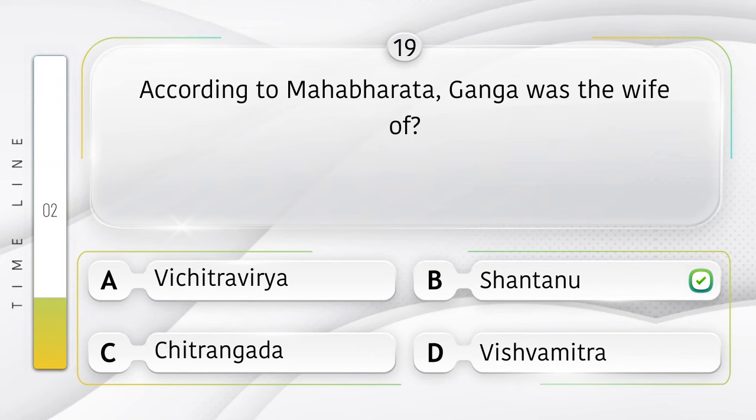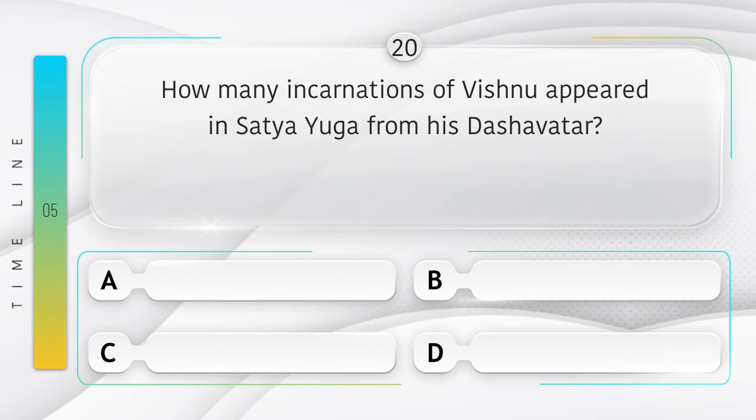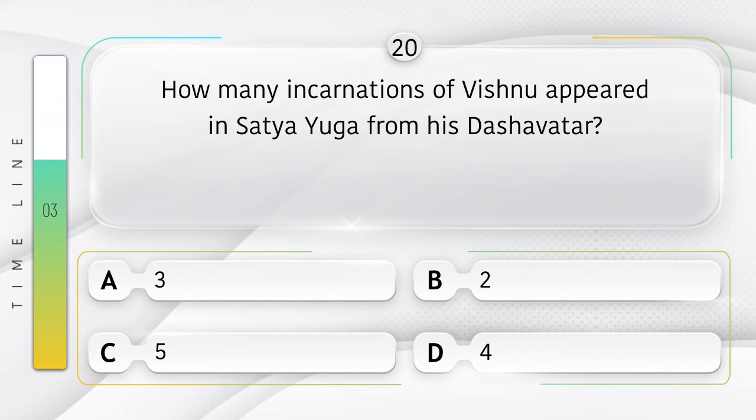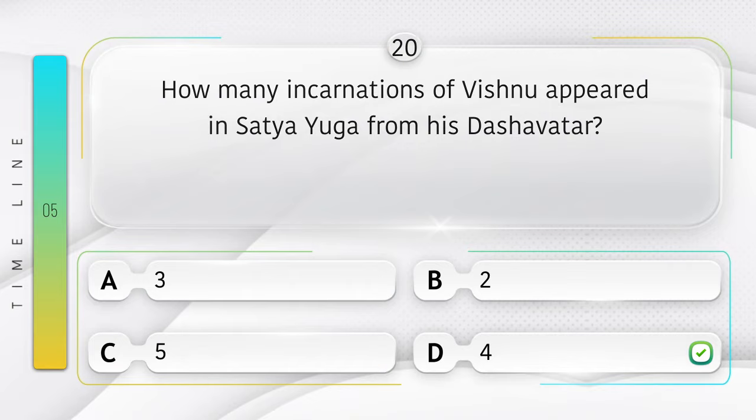How many incarnations of Vishnu appeared in Satyug from his Dashavatar? Option A. 3, B. 2, C. 5, D. 4. Answer is option D. 4.